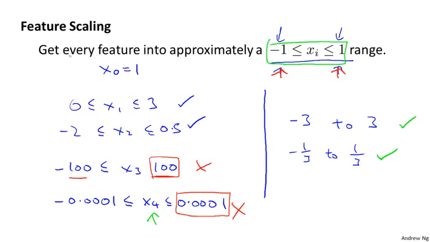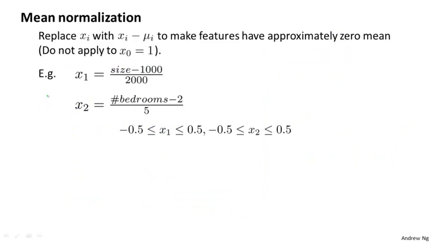In addition to dividing by the maximum value when performing feature scaling, sometimes people will also do what's called mean normalization. What I mean by that is that you might take a feature xi and replace it with xi minus mu i to make your features have approximately 0 mean. Obviously we won't apply this to the feature x0, because x0 is always equal to 1, so it cannot have an average value of 0.